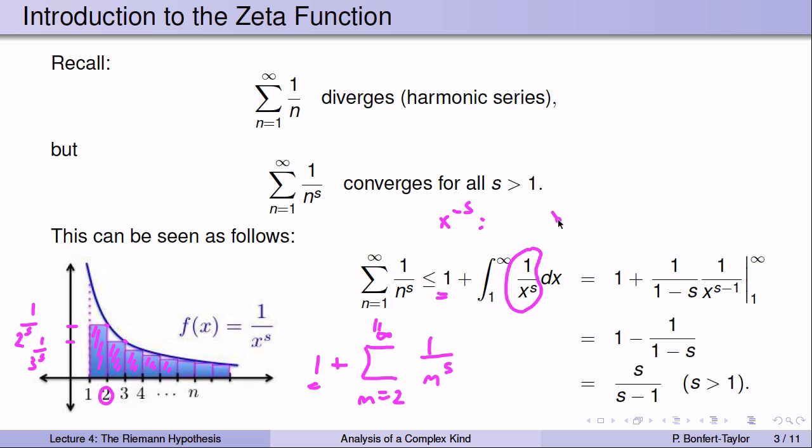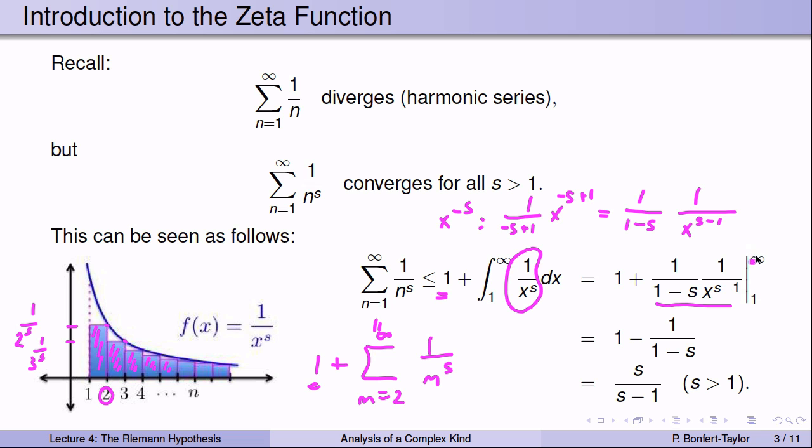An antiderivative is x to the minus s plus 1, and we need to divide by that, because when I differentiate x to the minus s plus 1, I get minus s plus 1 times x to the minus s plus 1 minus 1, which is x to the minus s. If I wanted to rewrite that again, this is 1 over 1 minus s times 1 over x to the s minus 1. And that's what you see right here. So here's the antiderivative, and I need to evaluate that antiderivative at the two bounds 1 and infinity.